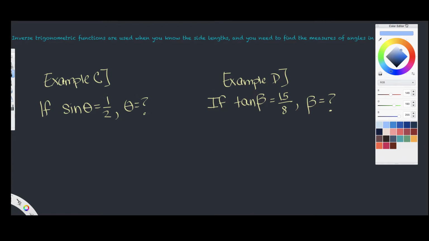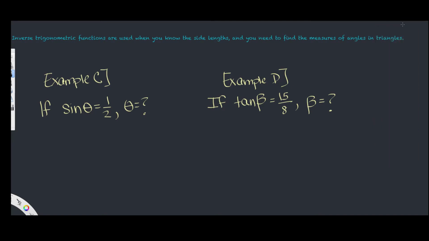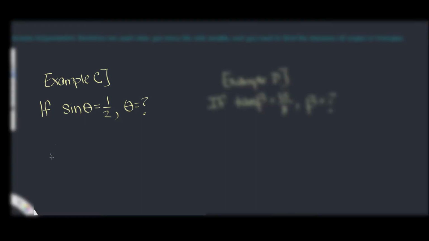Okay, so we could also work backwards and use inverse trigonometry. Inverse trig functions are used when we're given side lengths and we need to find measures of angles. For example, here it says the sine of an angle is 1/2. So what is the measure of the angle? If we draw what that looks like, the sine of the angle means opposite over hypotenuse is 1/2. What's the measure of the angle?